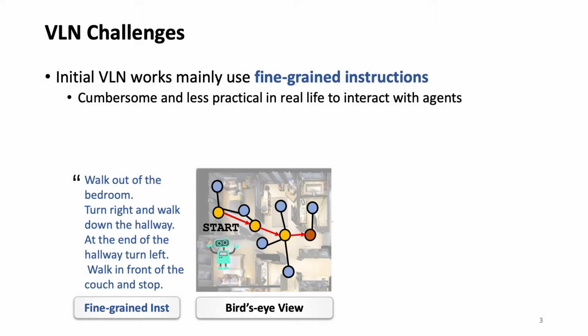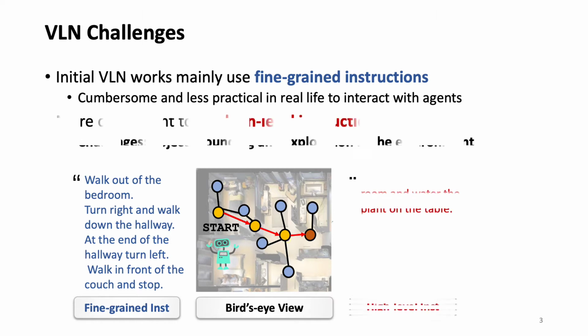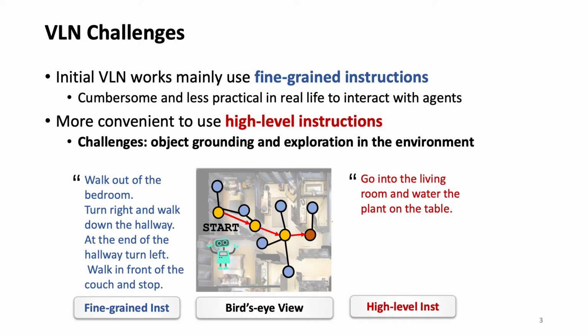Initial VLN works mainly use fine-grained instructions. Such step-by-step instructions are cumbersome and less practical in real life. It's more convenient to use high-level instructions. This task, however, is more challenging as it requires fine-grained object grounding as well as efficient exploration in the environment.